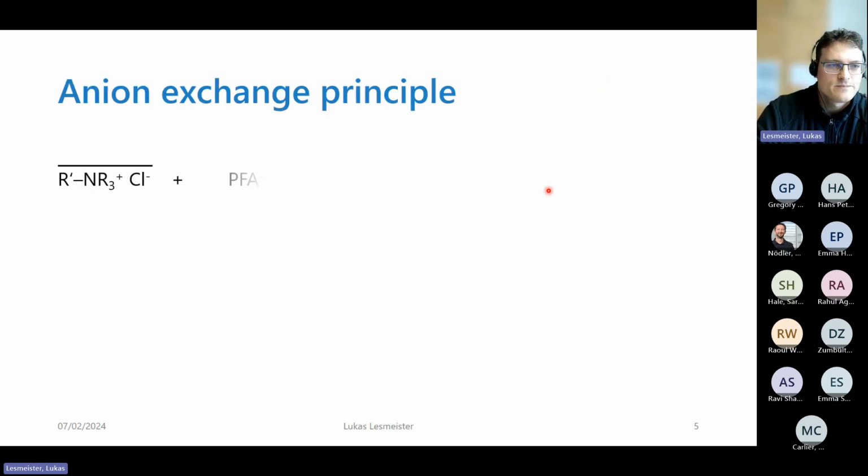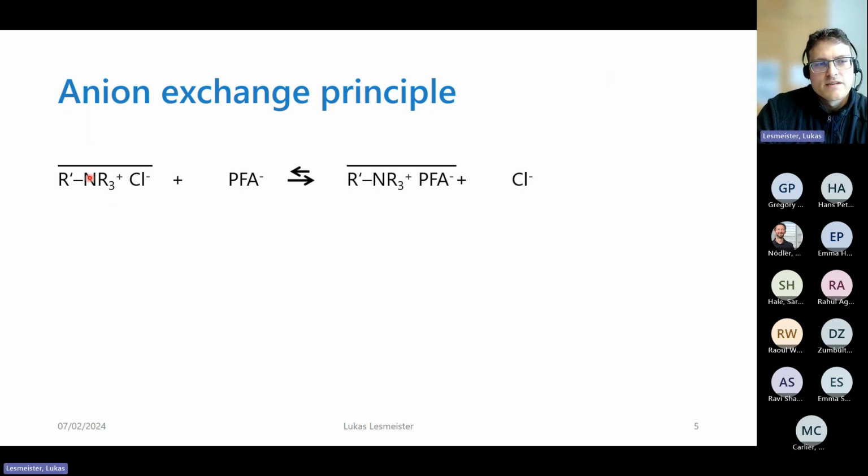So how does it work? We have a resin with positively charged functional groups that can bind negatively charged ions. And we see this here on the left side, the resin part, and these counter ions on the resin can be exchanged by also negatively charged contaminant ions. And we can express this with a chemical equation.